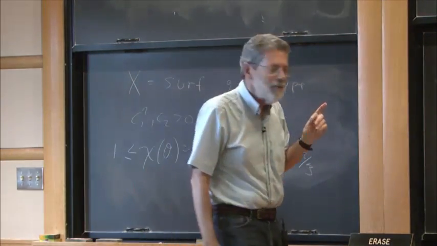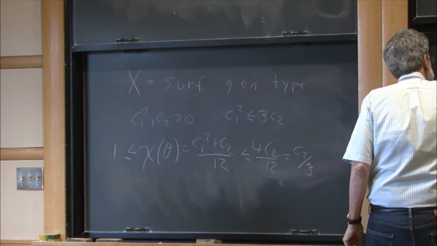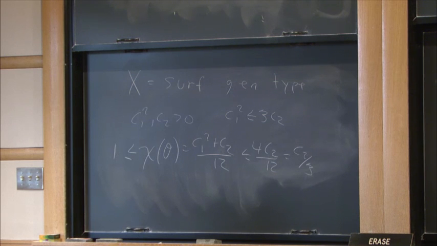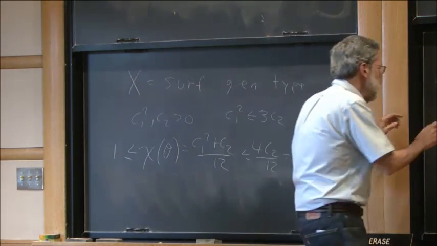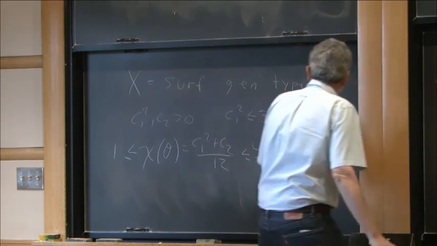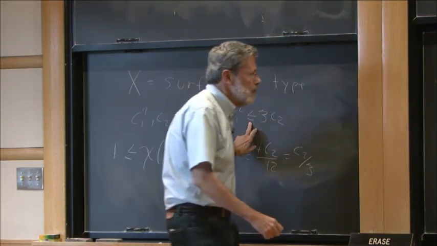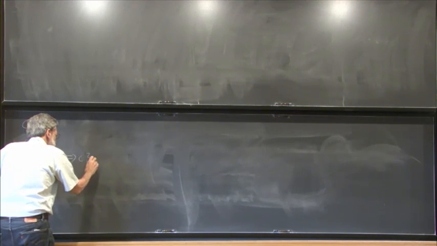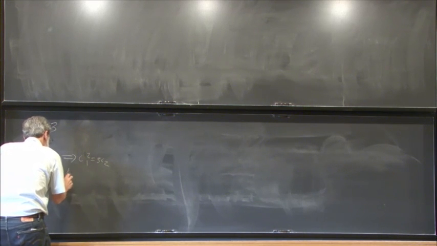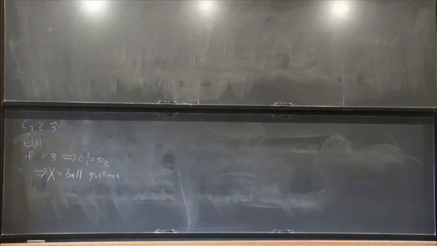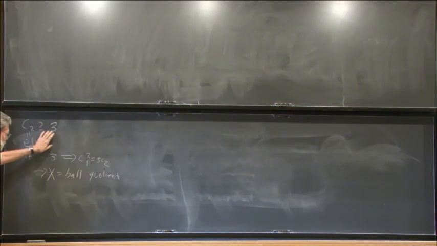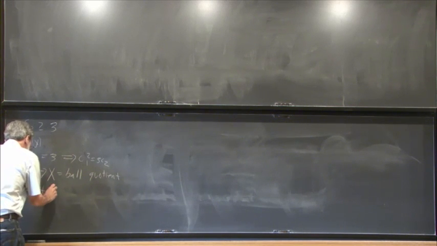So if we have a surface of general type, we have that c2, the second Chern class, or what is the same thing, the Euler number of X, is at least 3. If it equals 3, then you must have equality in Miyaoka's inequality, c1 squared equals 3c2, which means X is a ball quotient. So a surface of general type with topological Euler characteristic 3 has to be a ball quotient, and it's of minimal volume.